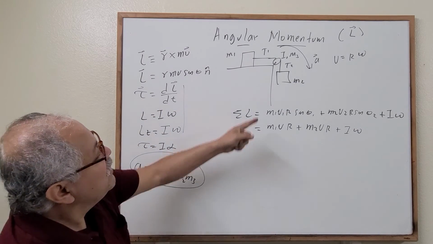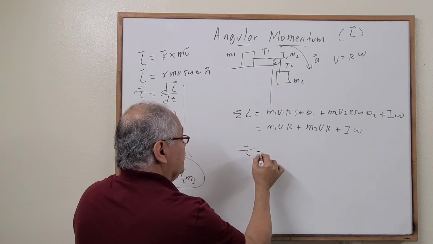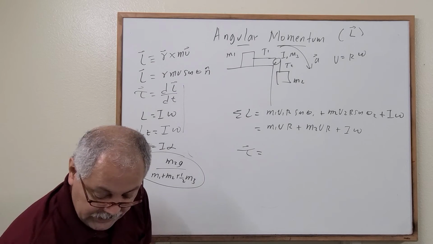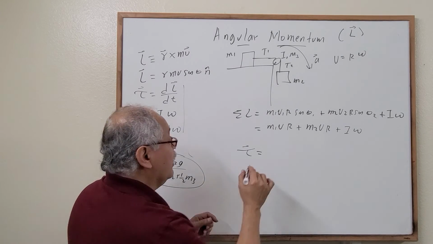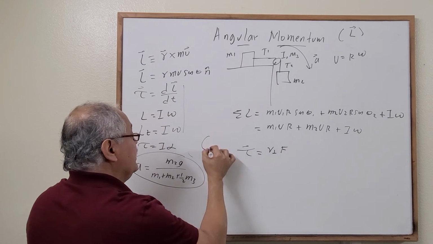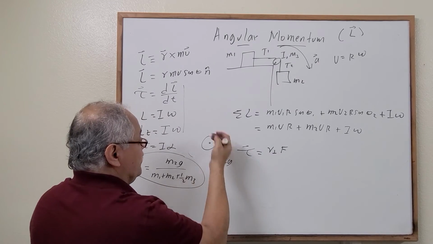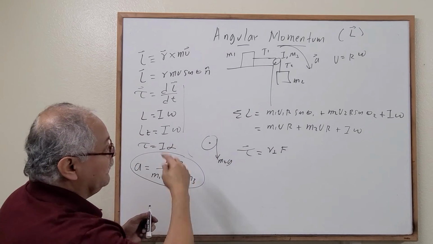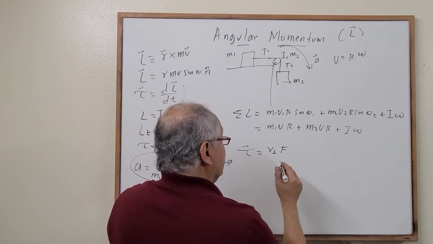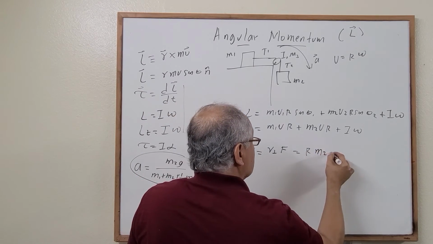Because right here we have a torque. What is the torque produced in this case? Torque is equal to r perpendicular times the force. What is the force acting? We have a pulley, and the force acting is m2 times g. It's the force that is making the rotation, the torque. So this is equal to r times m2 g.